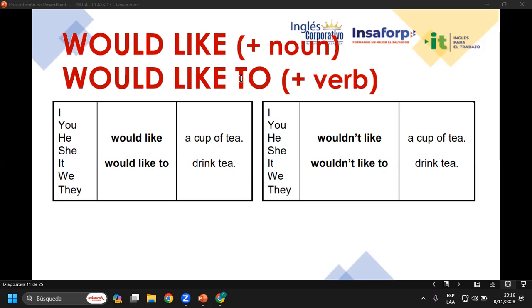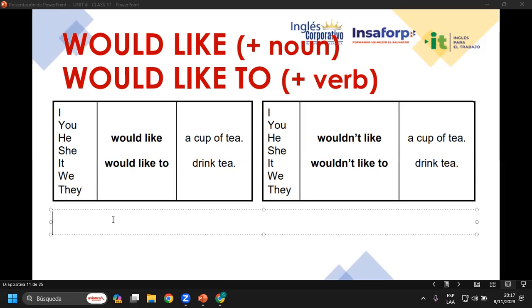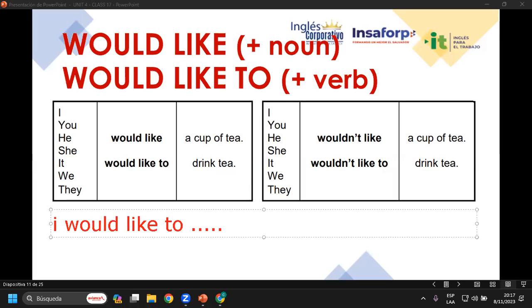Por otro lado, be careful with the microphones. Por otro lado, si lo que tenemos es un verbo, entonces sí necesitamos la preposición to, porque necesitamos separar el verbo like del verbo drink. Por ejemplo, I would like to drink tea. Drink es un verbo. Por lo tanto, necesito la preposición to. Imagínense que yo les pregunte, ¿qué les gustaría hacer mañana? Imagínense que mañana fuera su día libre. ¿Qué les gustaría hacer? I would like to... To sleep. I would like to sleep.